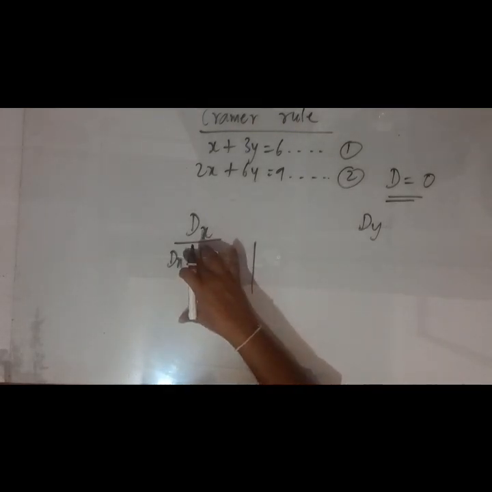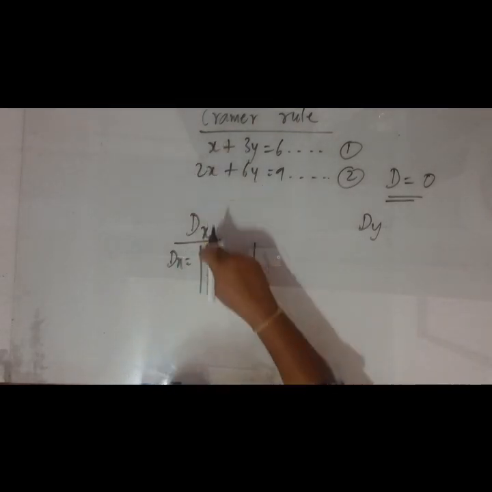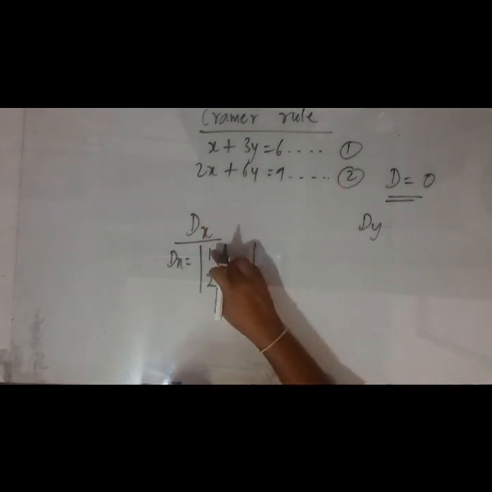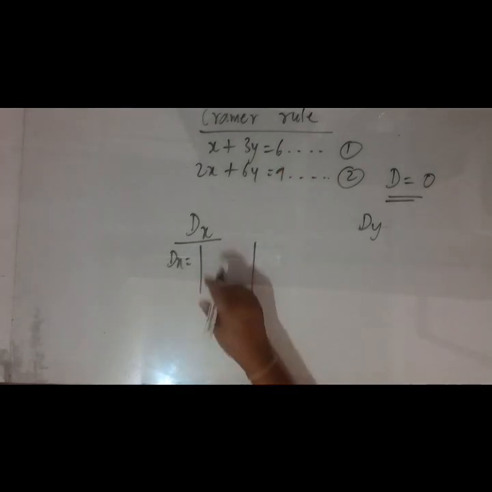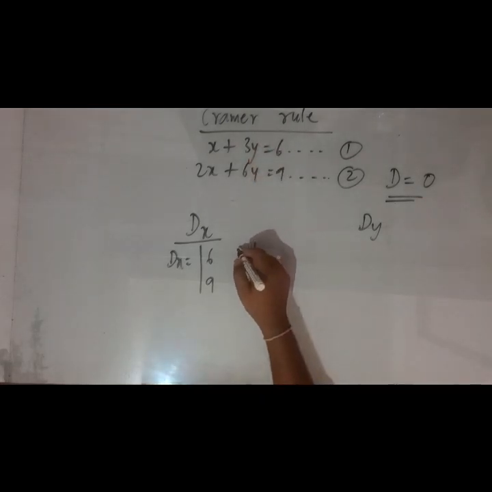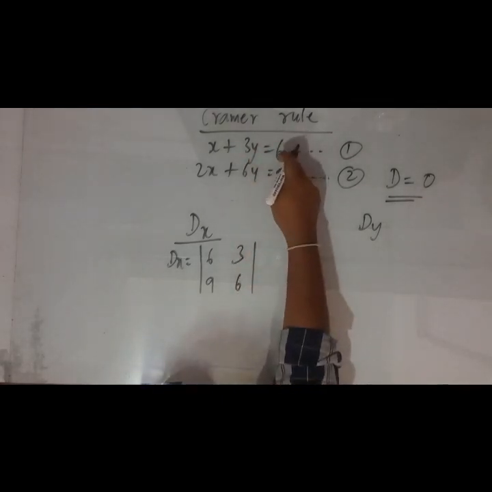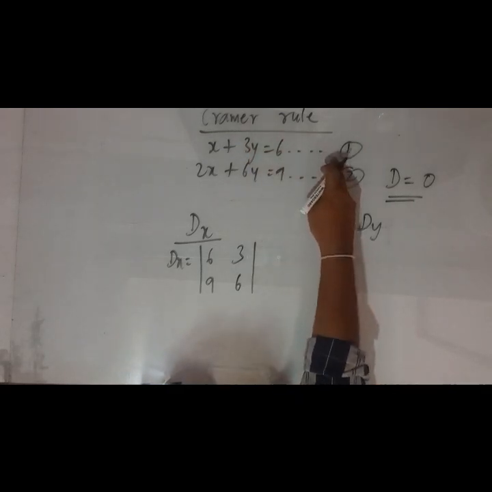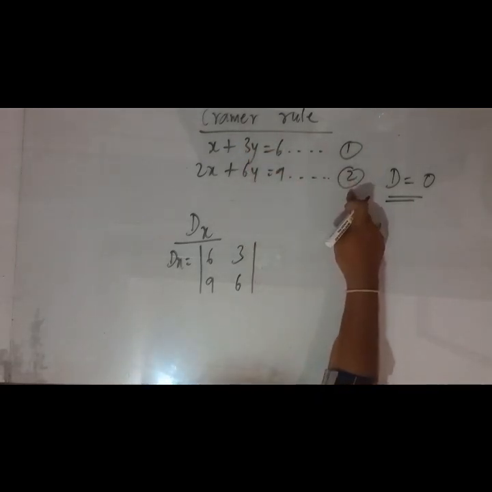Okay, so now to find dx, you don't have to enter these two coefficients, but instead in these two places you will enter 6 and 9. Okay, and then you will write the coefficient of y. For equation 1, the coefficient of y is 3. For equation 2, the coefficient of y is 6. So this way you have written this determinant.